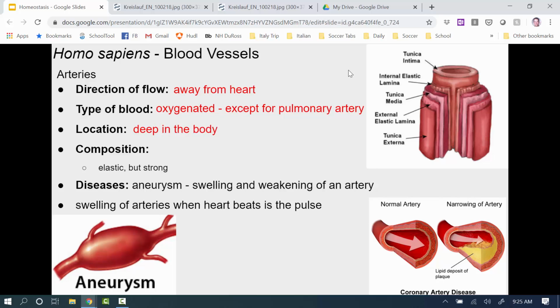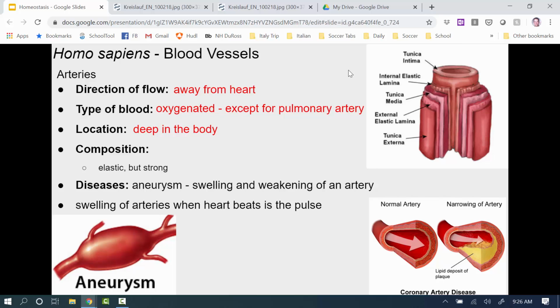And damage to an artery can be dangerous. Damage to an artery could lead to heavy bleeding. If you've ever seen a video game or a movie where somebody gets an injury and blood is spurting out of it, that's an injury to an artery, because every time the heart pumps, it increases pressure in the arteries, and if there's damage, that pressure leads to bleeding.